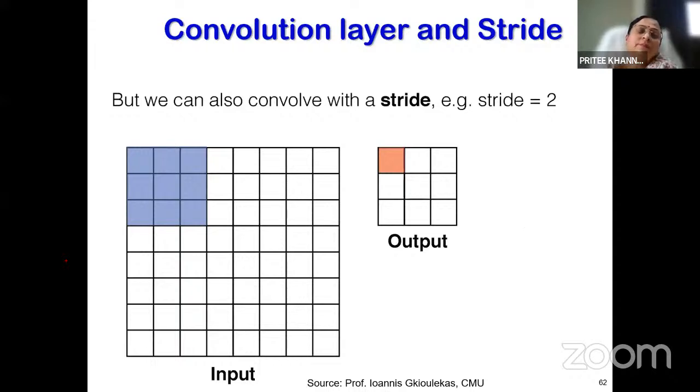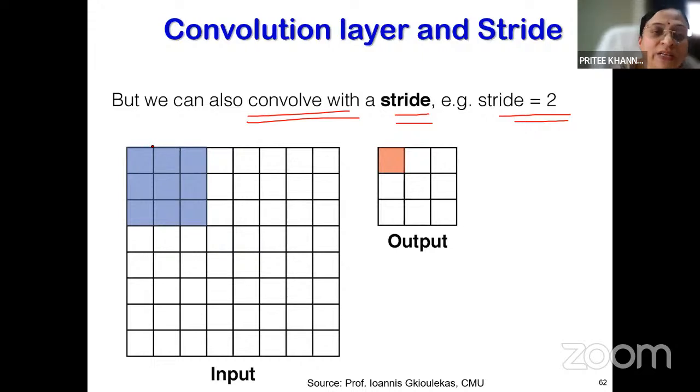So here, how many pixels have we moved? We have moved it 1 pixel forward, right? So my stride was 1. Now, we can also convolve with another stride. Let us say the stride is 2.